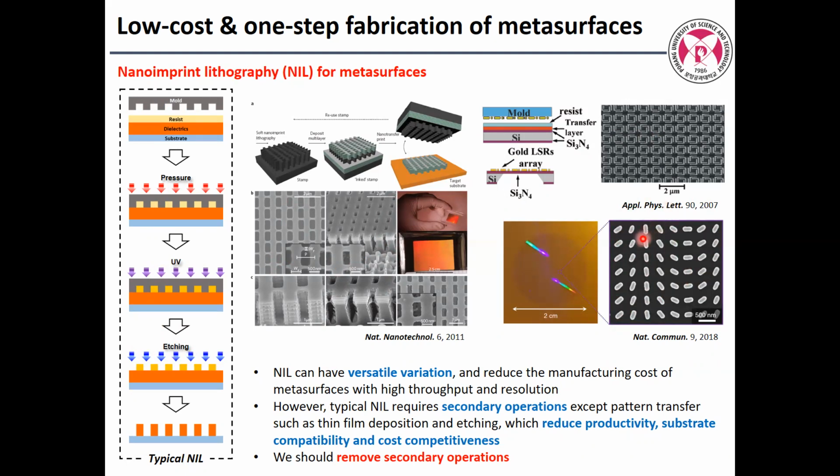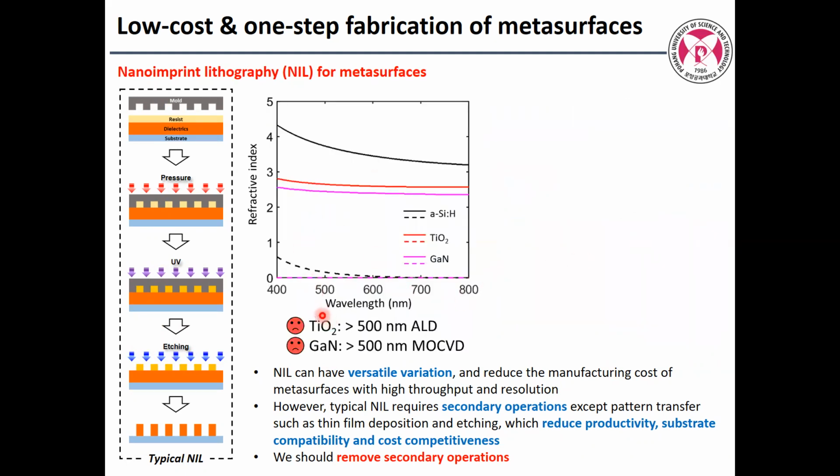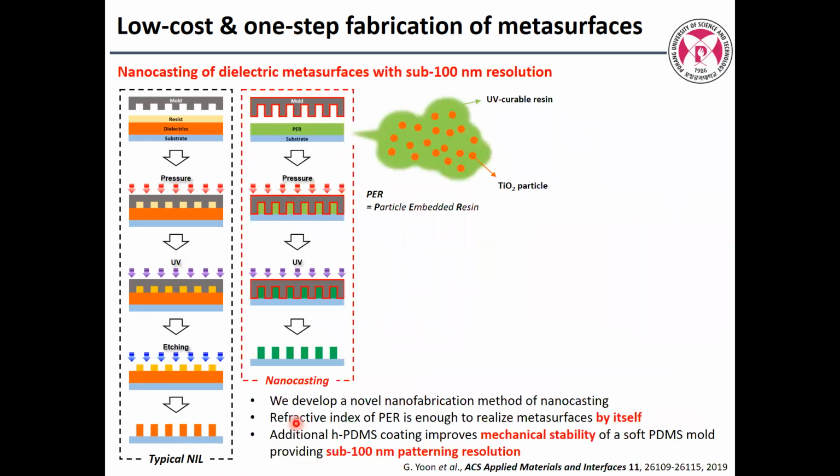But the problem is we need a high refractive index and low k material, like TiO2 or gallium nitride, and the thickness is a few hundred nanometers, maybe up to a micrometer. So their deposition or etching is not quite compatible with this typical nano imprinting method. So we cannot directly use this method. So we propose a simpler printing method, excluding the second step etching or deposition process. So this is a simple way. Here is a functional resin called particle embedded resin, and printing, and that's it.